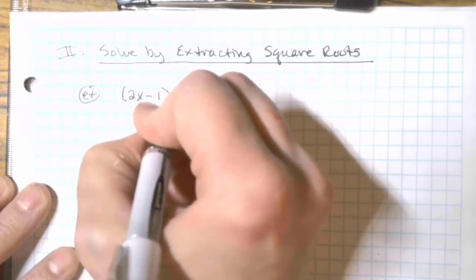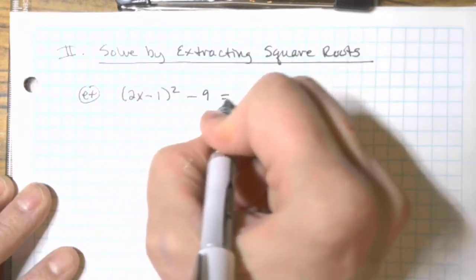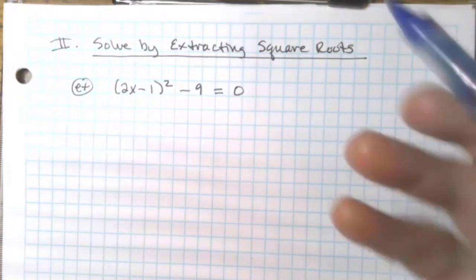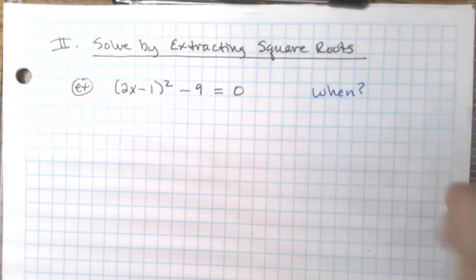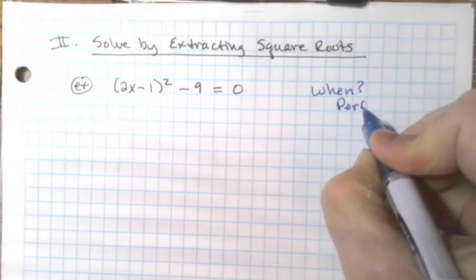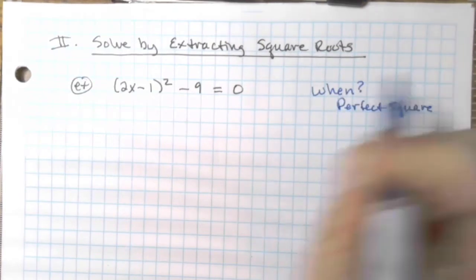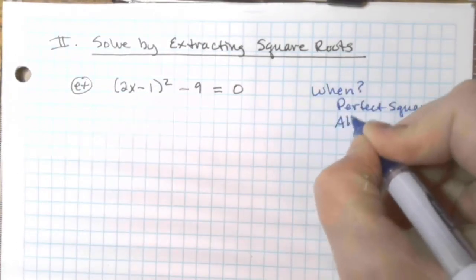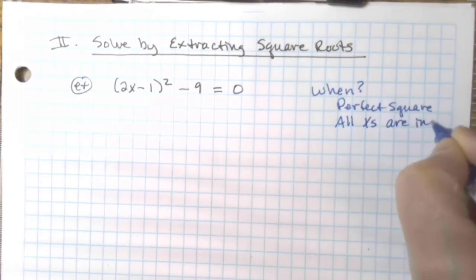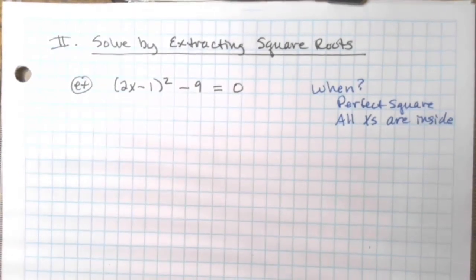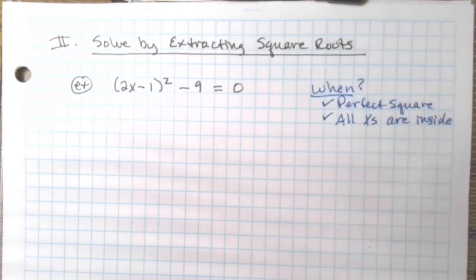We have 2x minus 1 squared minus 9 equals 0. Okay, how do you know when to solve by extracting square roots? When you solve by extracting square roots, you need a perfect square, which we have here, 2x minus 1 squared. That's your perfect square, and all x's are inside that perfect square. So we only have x's here, we have none over here. If that is the case, then you can solve by extracting square roots. So you've got to check those two things.